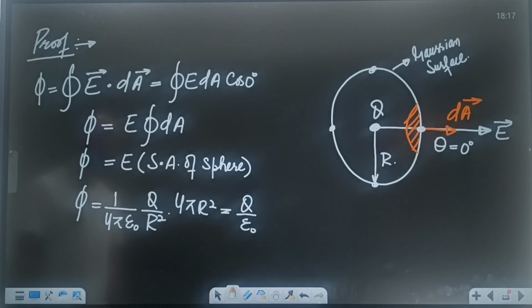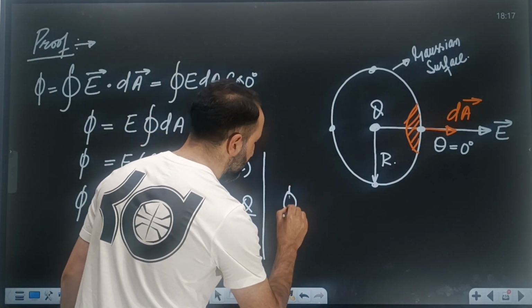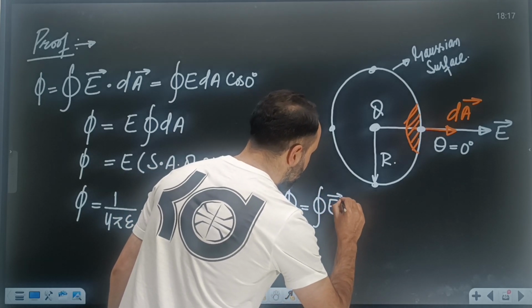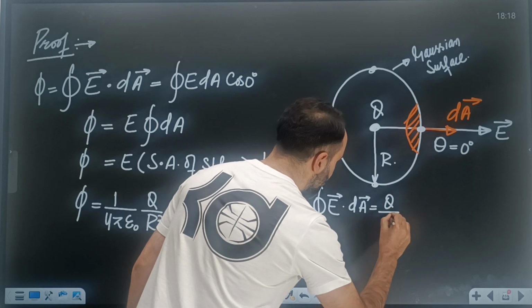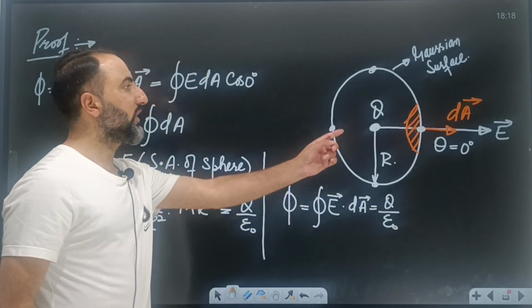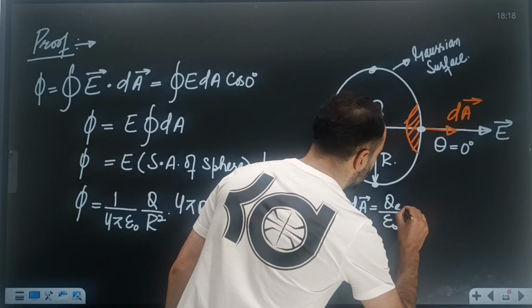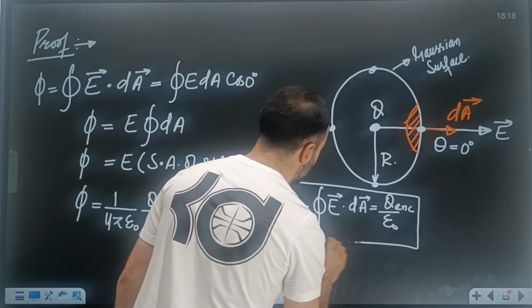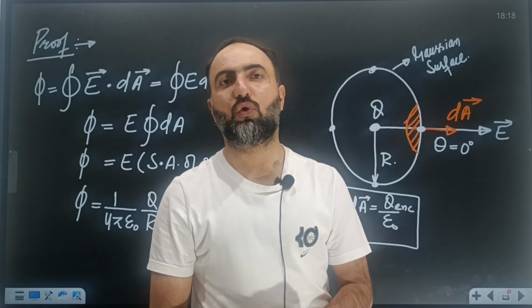That's it. Hence we have proved that the flux for a closed surface, which is represented by this equation, integration of E dot dA, is in turn equal to Q divided by epsilon naught. So what is the charge inside this? That is Q. So in general we can write it as Q enc. Enc means the charge that's enclosed, or charge that's inside the Gaussian surface. So this is the Gauss's law for you.